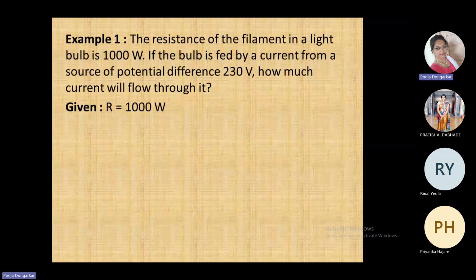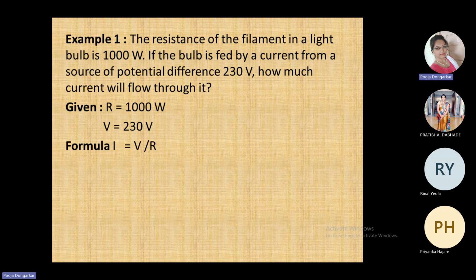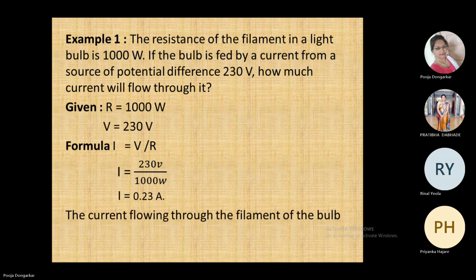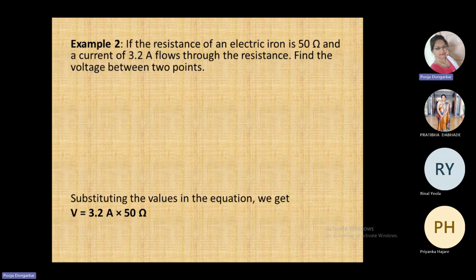What is our given? R is equal to 1000 ohm. V is equal to 230 volt. And the formula is I is equal to V by R. V is the voltage, R is the resistance. We have to calculate I, the current: 230 volt and 1000 ohm of resistance. It is 0.230 ampere, which is the current. Now, the current flowing through the filament of the bulb is I is equal to 0.23 ampere.